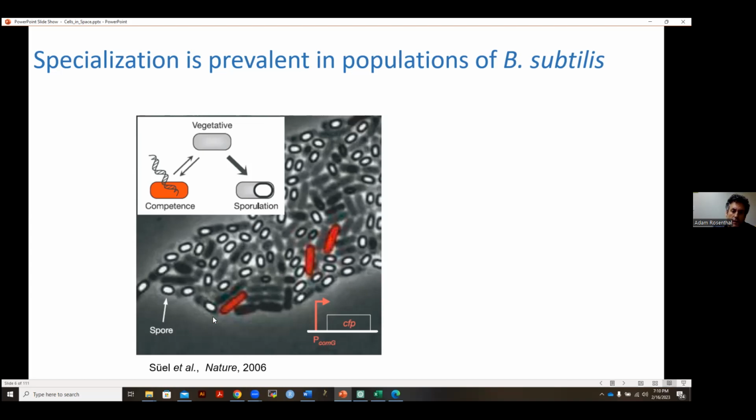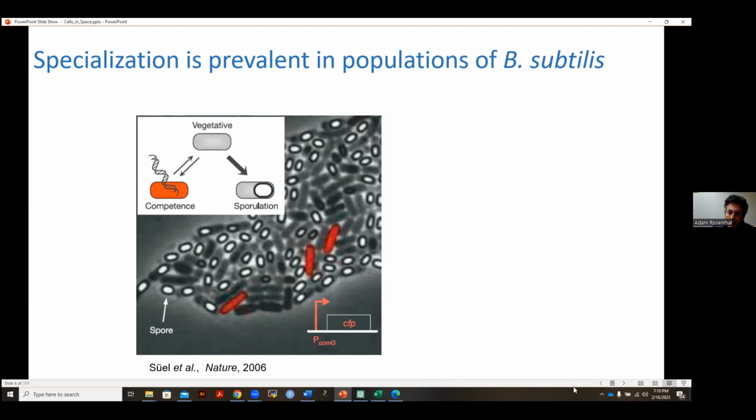We also see these cells that are red. These cells are competent cells. And the only reason we can see them is because we made a fluorescent reporter that basically puts the promoter for this gene driving a fluorescent protein. So the red here are cells that turn on competence, and so they're able to take up DNA from the surroundings.